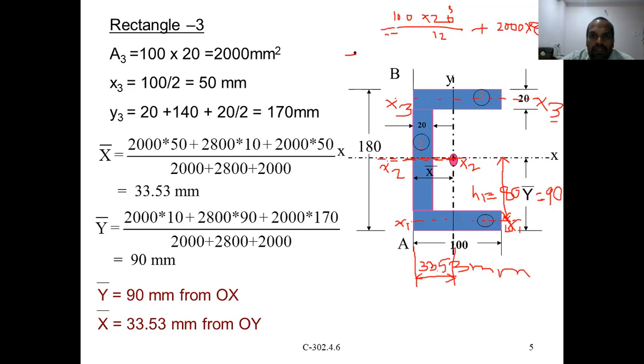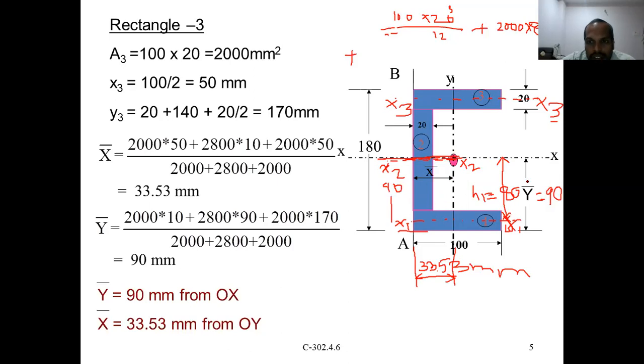Similarly, plus figure 2. To get figure 2, we need h2. So how to calculate h2? Already we said, while drawing this, that x2 is the centroidal x-axis of figure 2, and that will coincide with the x-axis. Whether it coincides or not, let us calculate. The centroidal distance of figure 2 from here is 20 plus half of the height. The height is 140, 140 by 2 is 70. 70 plus 20 is 90. From here the distance is 90, right?